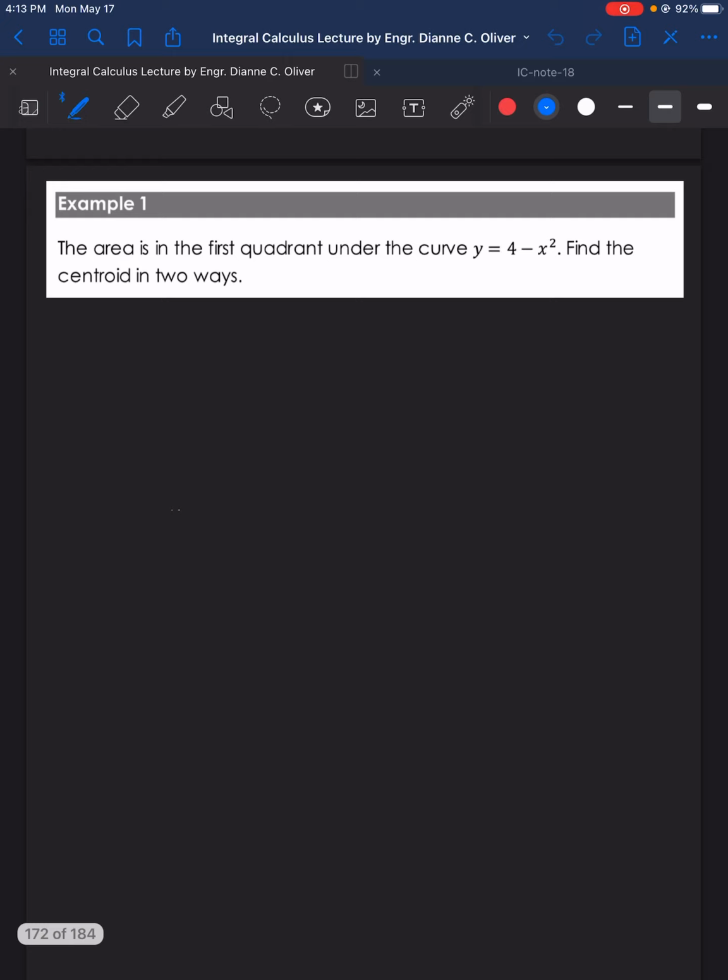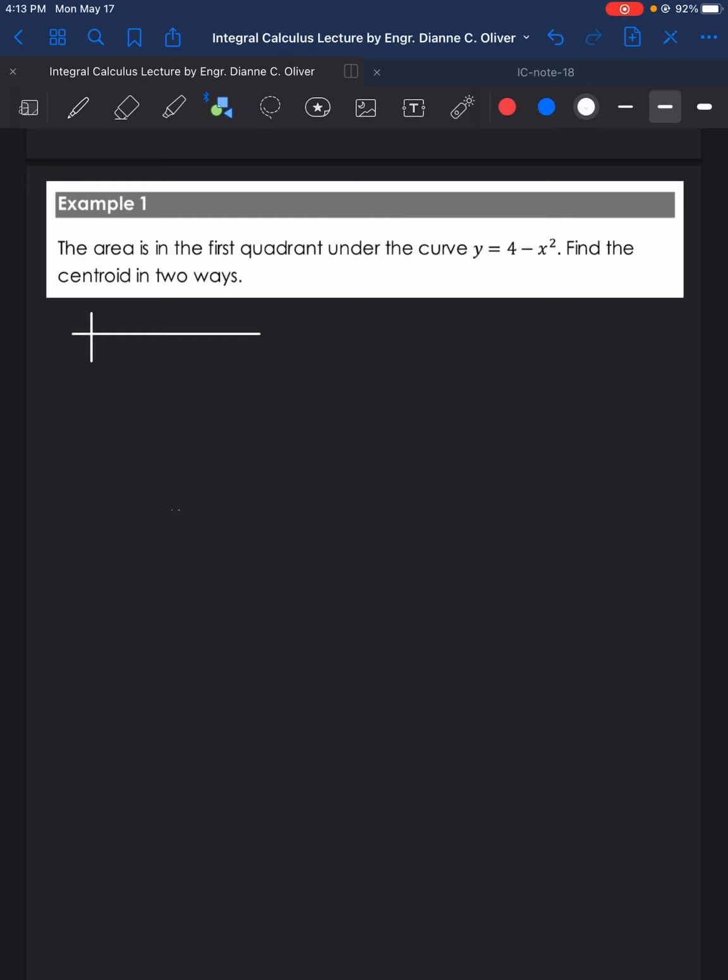For example number 1, we have the area in the first quadrant under the curve y is equal to 4 minus x squared. Find the centroid in two ways. Again, what we do here is we sketch the curve first so that we have an idea as to what formulas and area strips we will use.